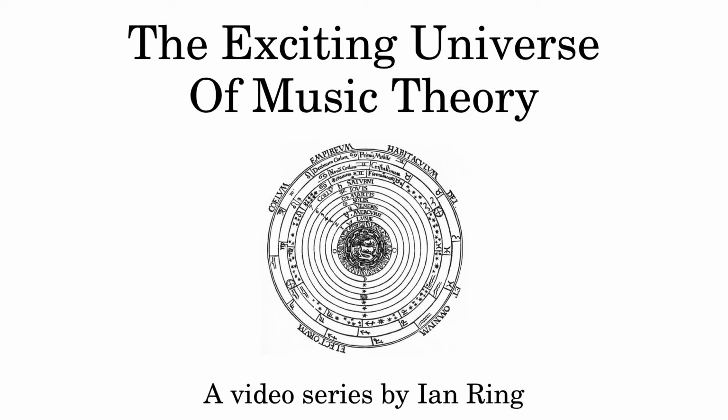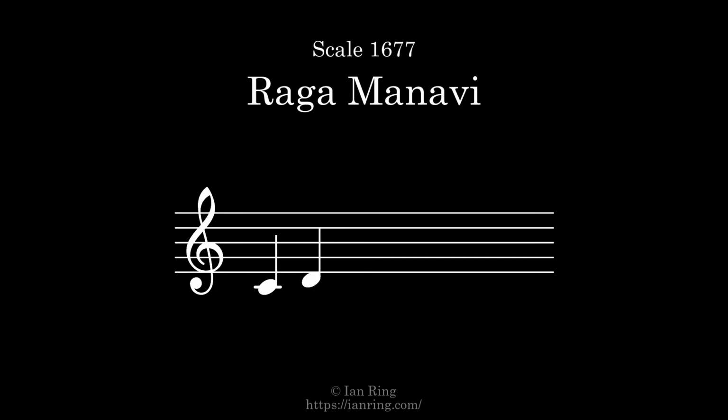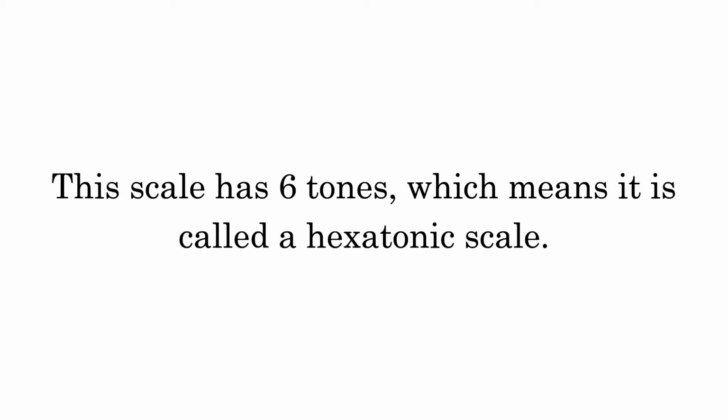Welcome to the exciting universe of music theory. Are you ready to learn? Then let's begin. Today we will talk about Scale 1677, Raga Manavi, which sounds like this. This scale has 6 tones, which means it is called a hexatonic scale.